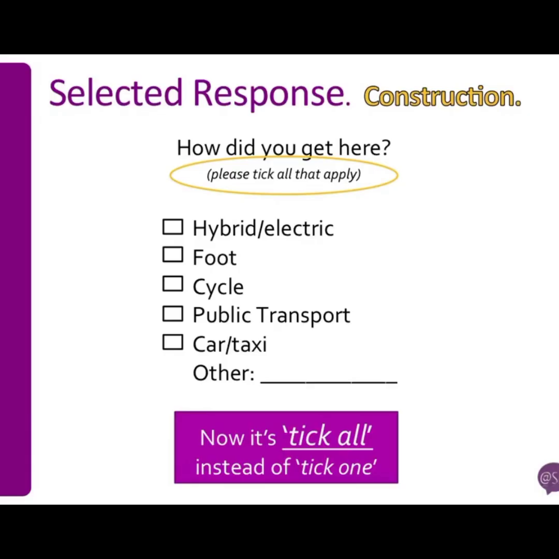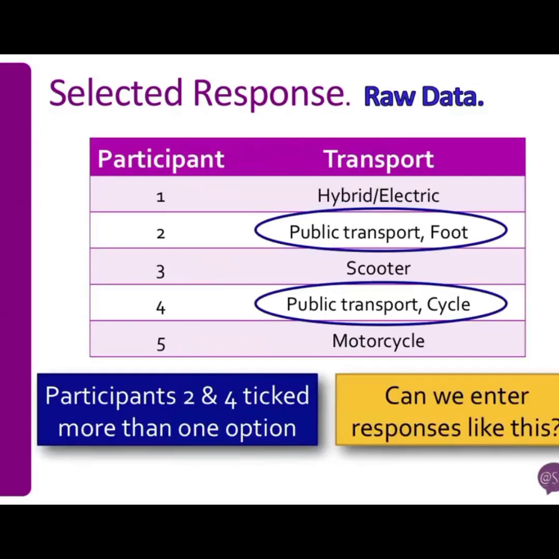So here's an example. We're asking for participants' mode of transport. So how did you get here? Please tick all that apply. Now, what happens if participants tick more than one option?